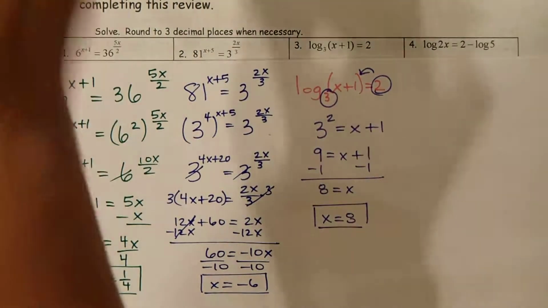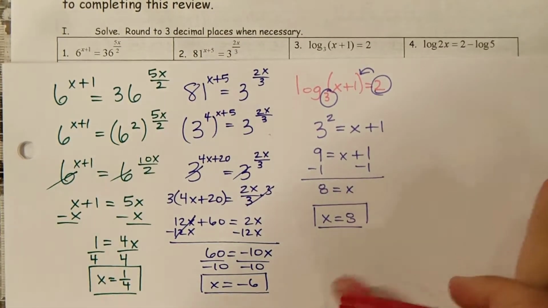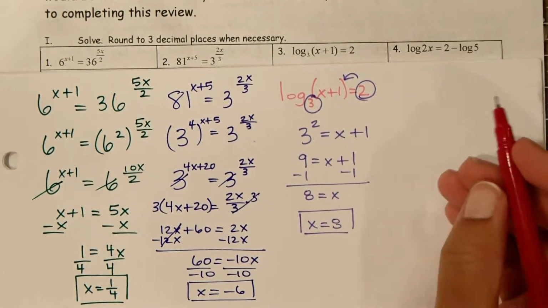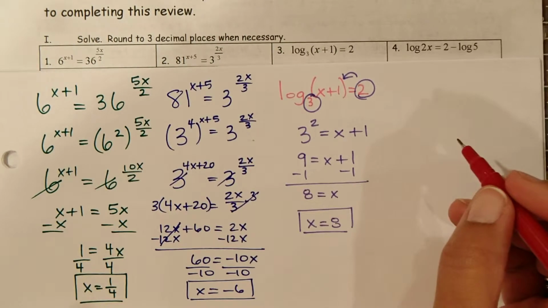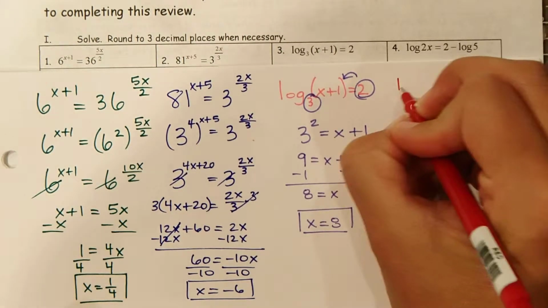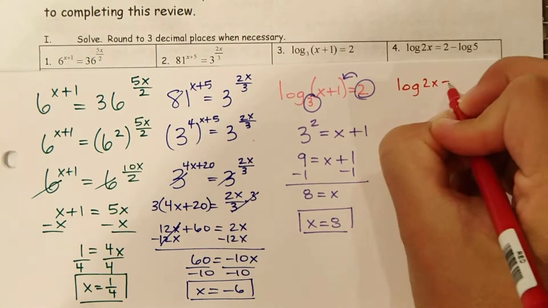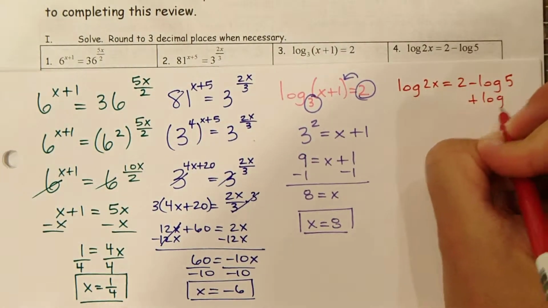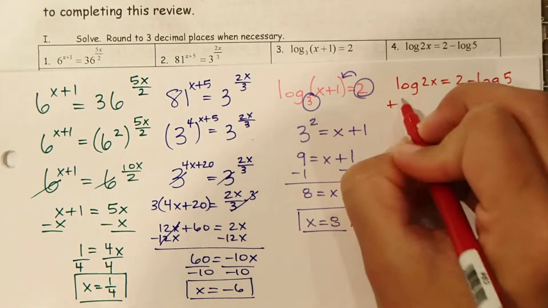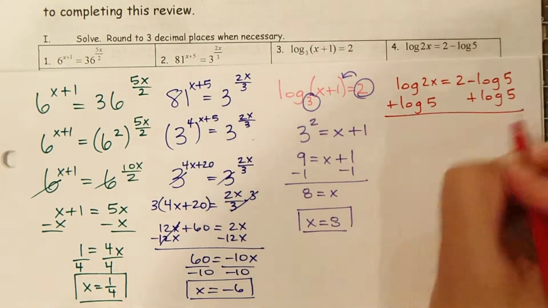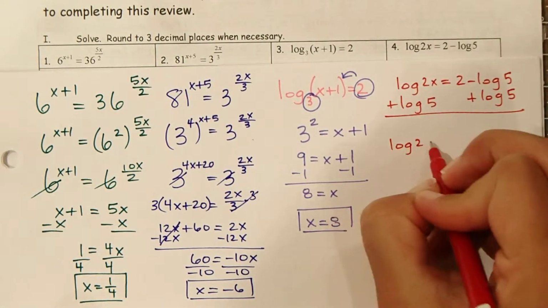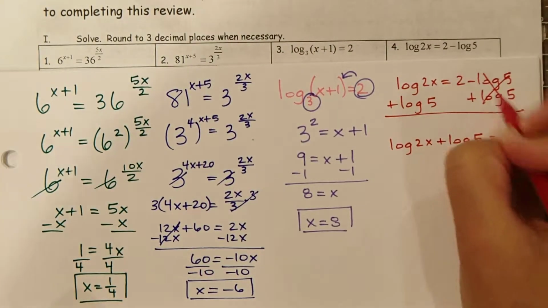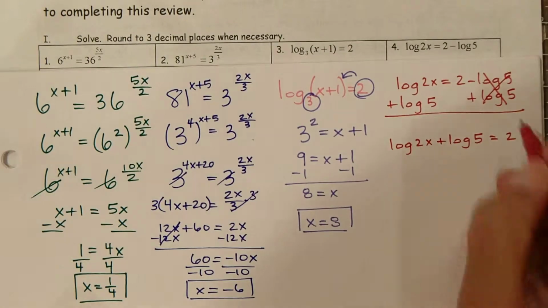And finally, number 4, we have log 2x equals 2 minus log 5. So what we want to do here is add this log 5 over. Let's get the logs together. Plus log 5. So we're going to have log 2x plus log 5 equals 2.